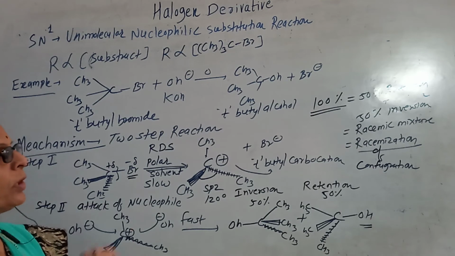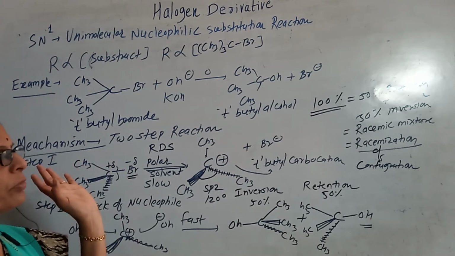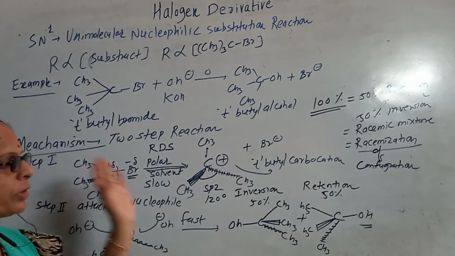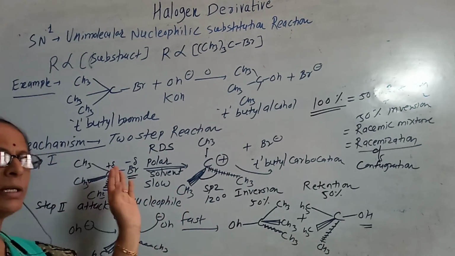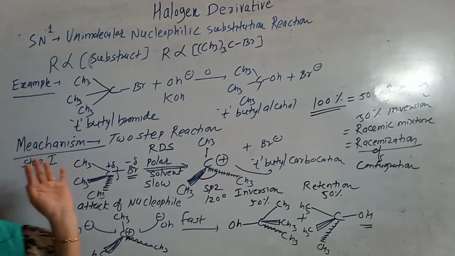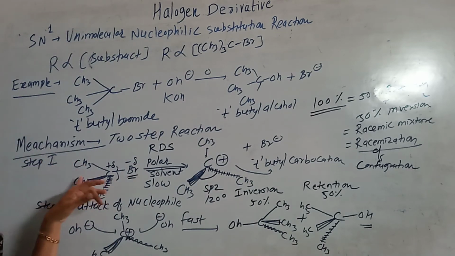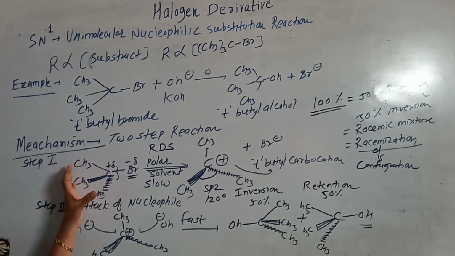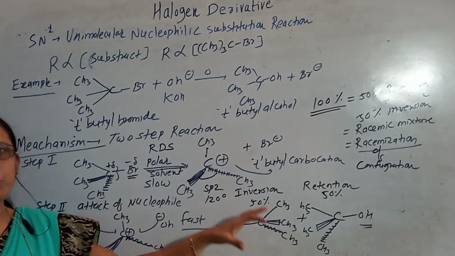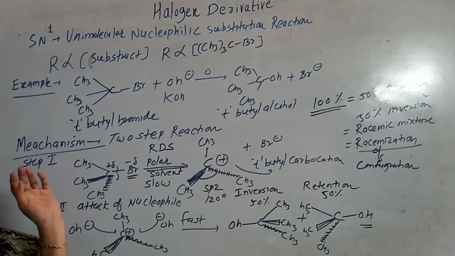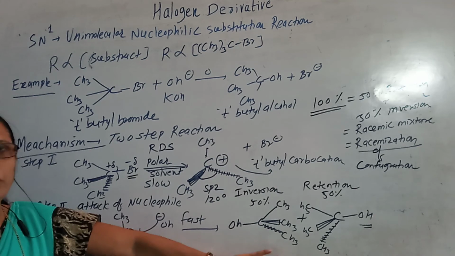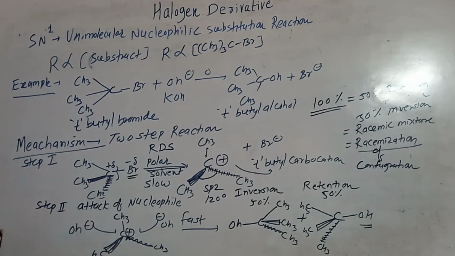So therefore, the reaction occurs with inversion of configuration for only 50%, and the other 50% product is obtained as it is. Inversion of configuration means if you take, in place of tertiary butyl bromide, any optically active substance, then whatever product you obtain is 50% inversion and 50% retention, that is, racemization occurs. Like this way you get a product. So like this way we can consider the mechanism of the reaction.